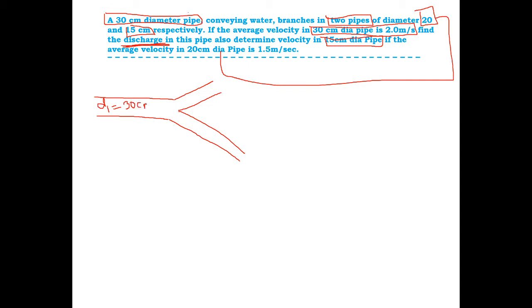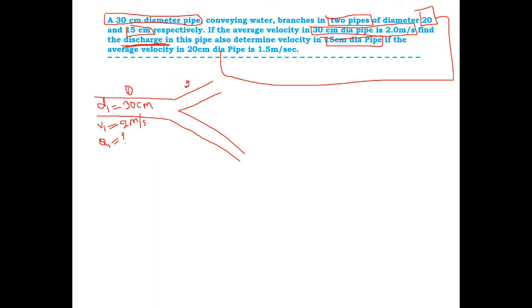30 centimeters. Next one is velocity v1 equal to 2 meters per second. Here discharge we don't know. Q1 we don't know. How much? We don't know. Then this is the point pipe 1.